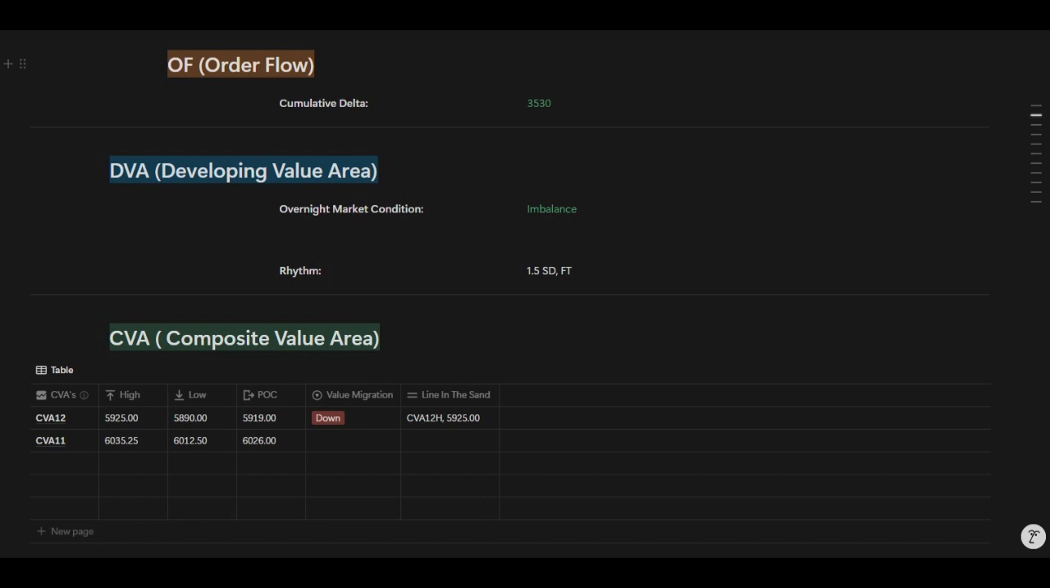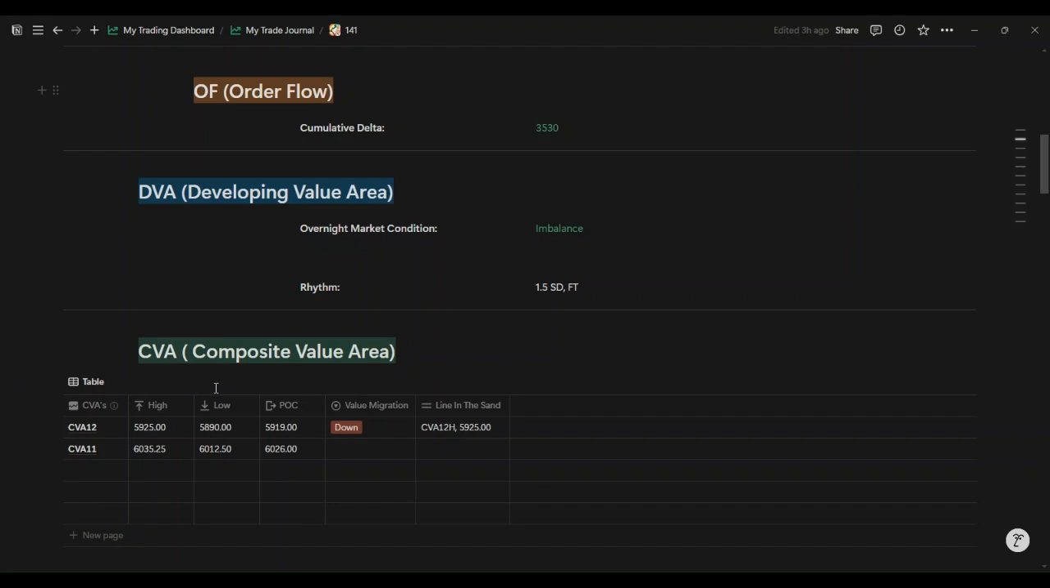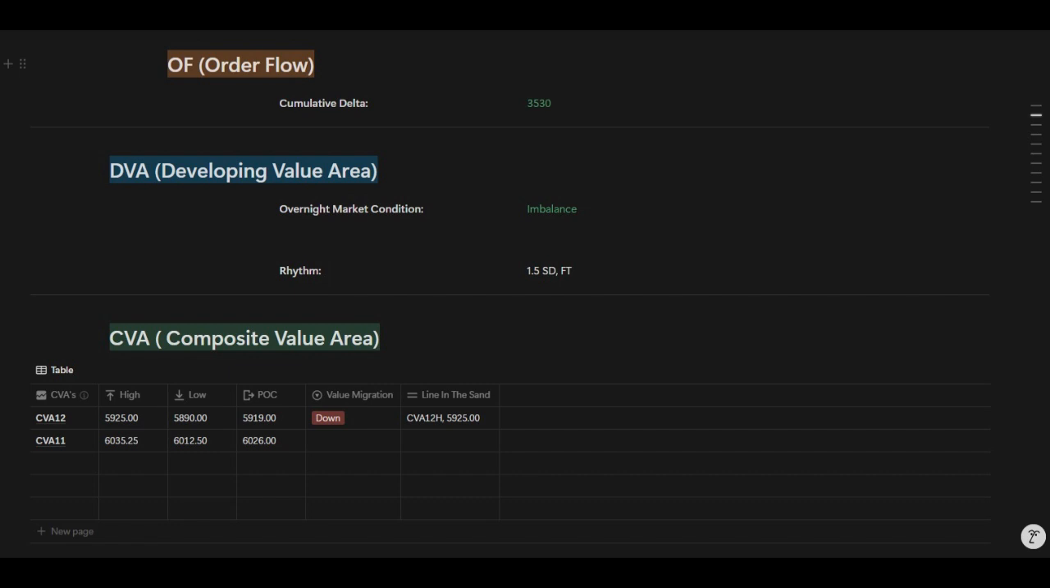Firstly, let's see the hierarchy of that particular day. I have two CVAs, CVA 11 and CVA 12. CVA 12 is the latest, most recent CVA, and our value migration is down. My list is CVA 12 high, which is 5,925. Then DVA. The overnight market condition looks like imbalance. The rhythm is 1.5 SD. Finally, OF is cumulative delta. It looks like 3,530, which means the buyers were more than the sellers.